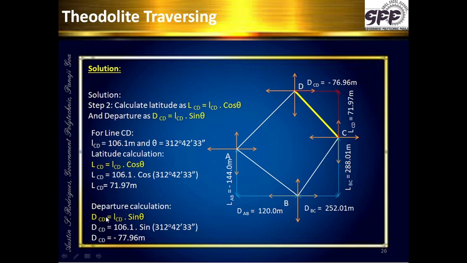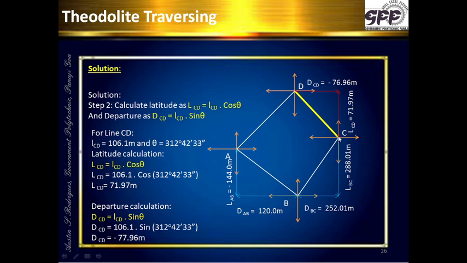Departure calculation. Departure CD is equal to length CD into sin theta. Departure CD is equal to the length 106.1 multiplied by sine of 312 degrees 42 minutes 33 seconds. Solving it further, we get departure CD is equal to minus 77.96 meters.